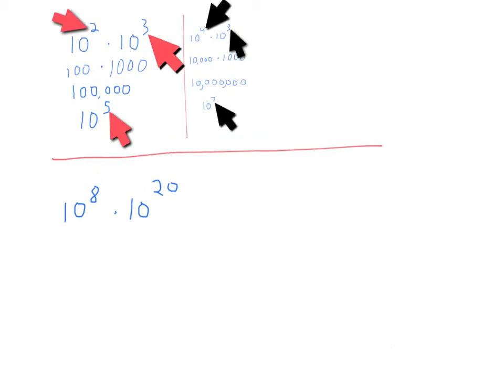So instead I can look at a few things here. Look at the red arrows, then look at the black arrows, and see if you can see a pattern. Just add them. When you have the same base, all you have to do is just add those exponents. 8 plus 20 is 28.